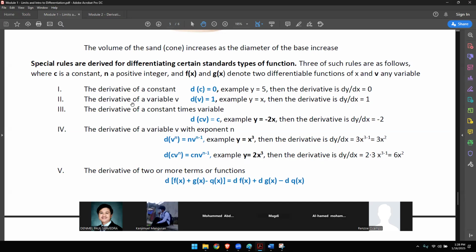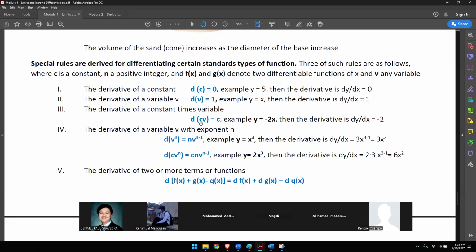Second one that you need to memorize is the derivative of a variable. Any variable, could be the derivative of x, derivative of y, would always give you 1. For example, the derivative of x is 1, derivative of y is 1, derivative of z is 1, for as long as it's just a variable.